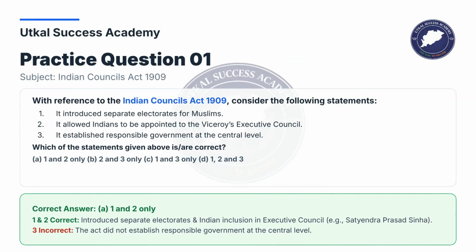Question 1 on the 1909 Act. Statements 1 and 2 are correct regarding separate electorates and Indian appointments to the Executive Council. Statement 3 is incorrect, as responsible government was not established at the center. The correct option is A.